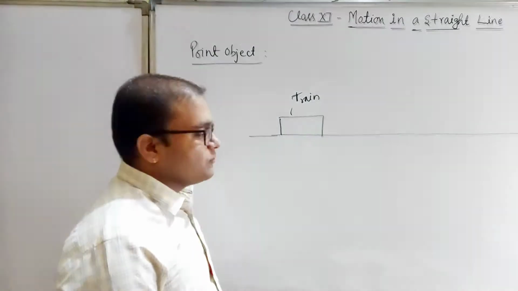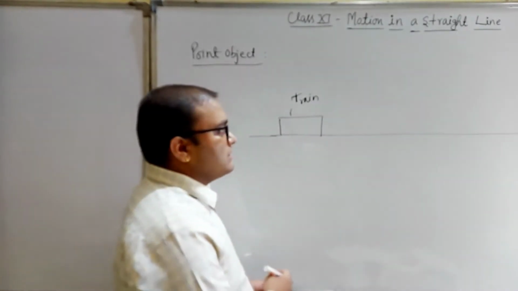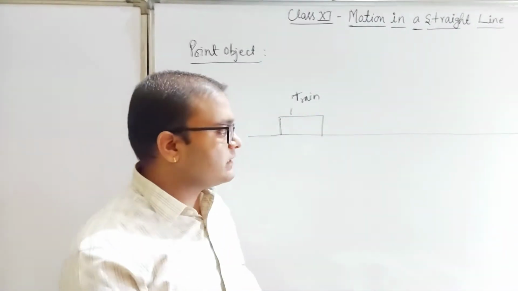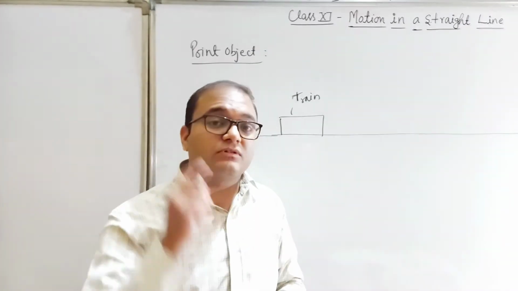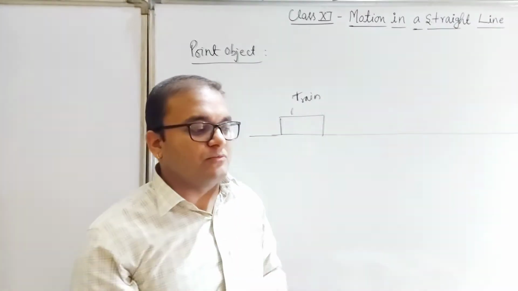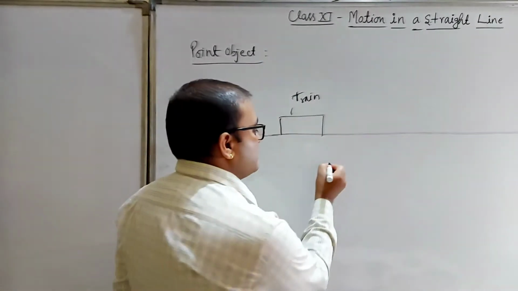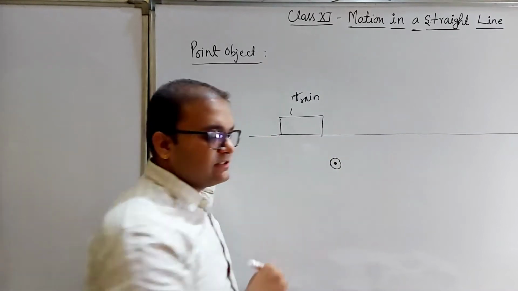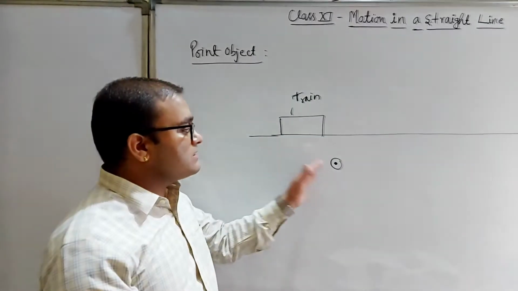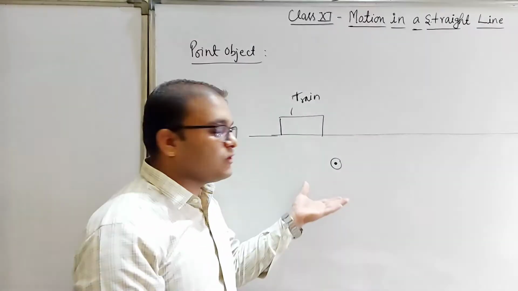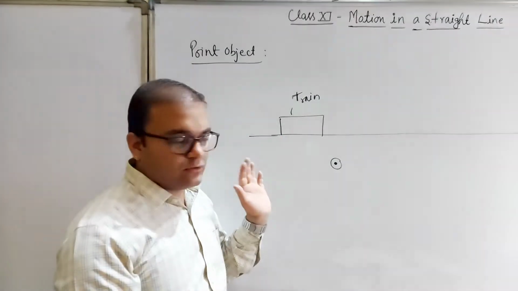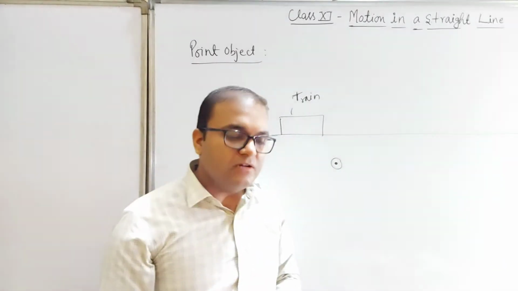it can be regarded as a point object. In another example, the revolution of the earth around the sun, the earth can also be treated as a point object. It does not mean that a point object is an object of very small size. We can consider any object as a point object if its size is very small in comparison to the distance covered by the object. So here the train can also be treated as a point object.